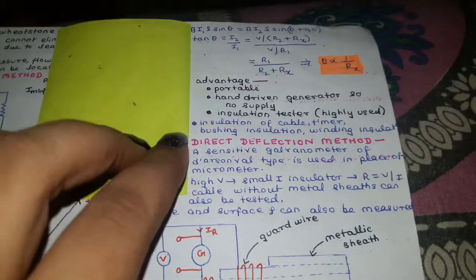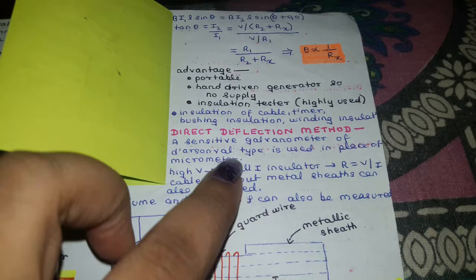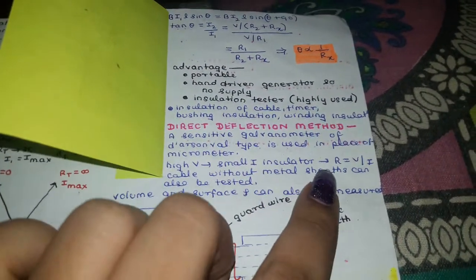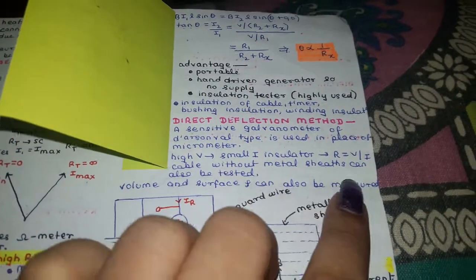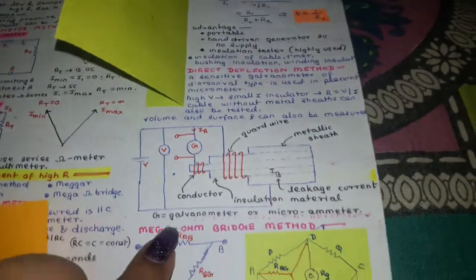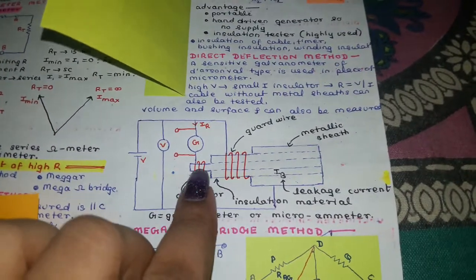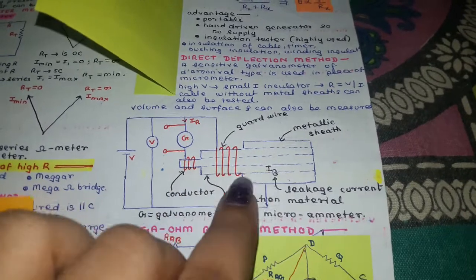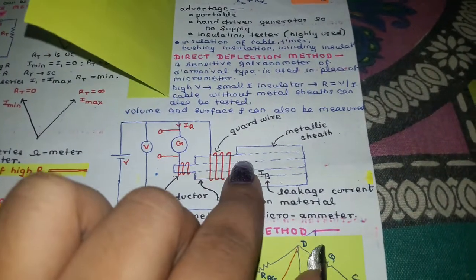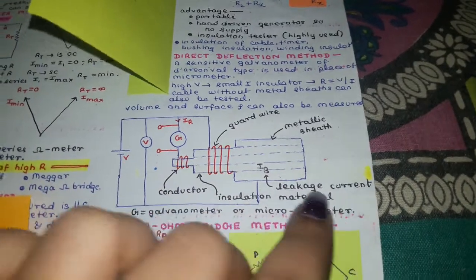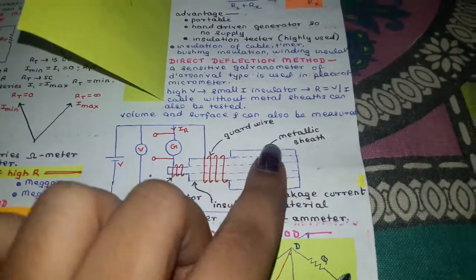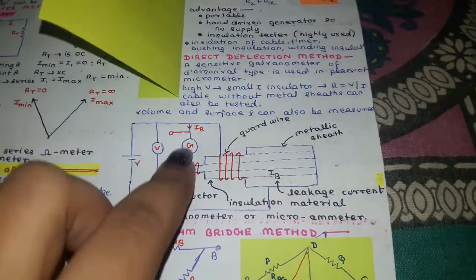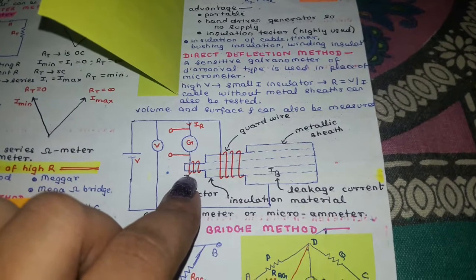A sensitive galvanometer of D'Arsonval type is used in place of a micrometer, for high voltage, small current insulators. A cable without metal sheath can also be tested. This is your circuit. You have your conductor, and this is the insulating material, and this is your metallic sheath. We are trying to find out the leakage current. You already know the voltage, since we are giving a particular supply, and here we have attached the galvanometer.